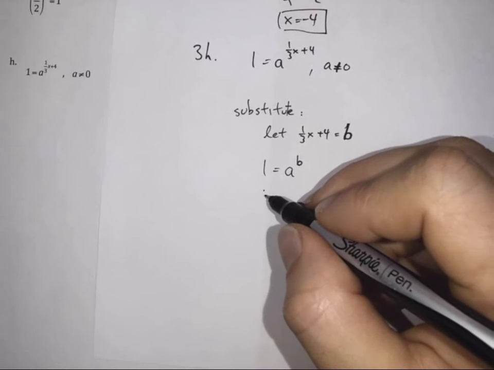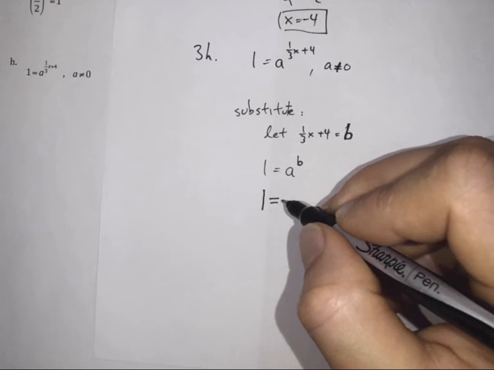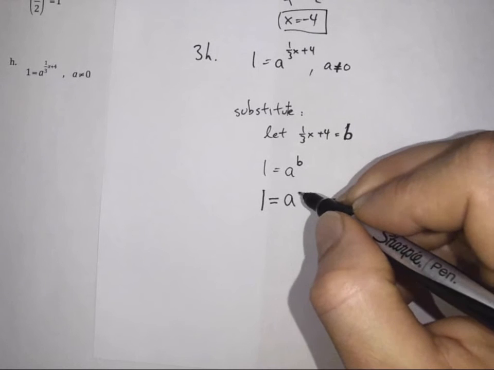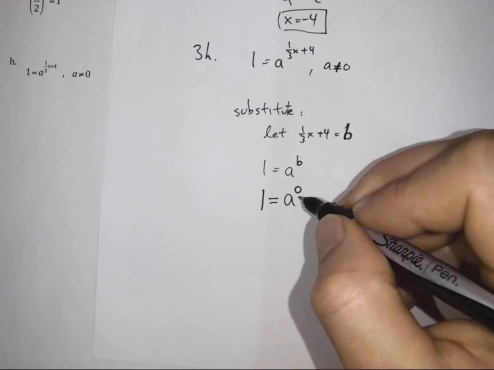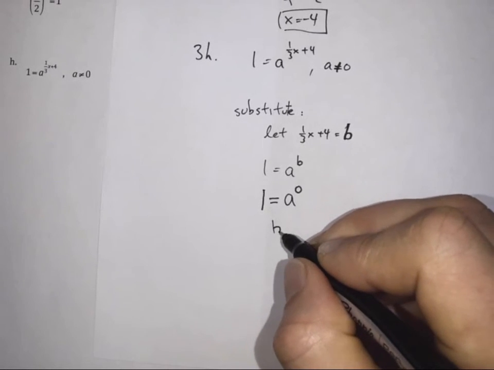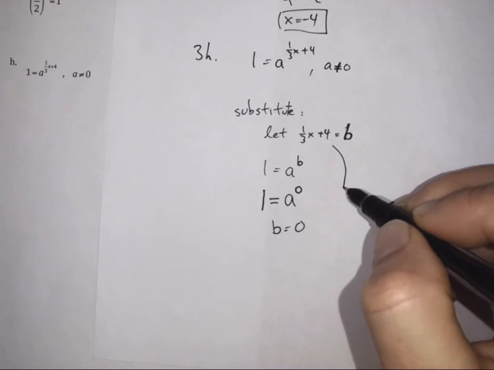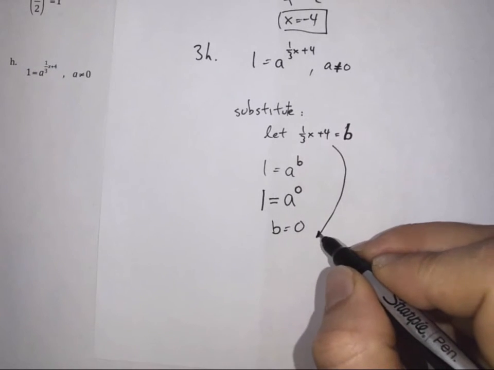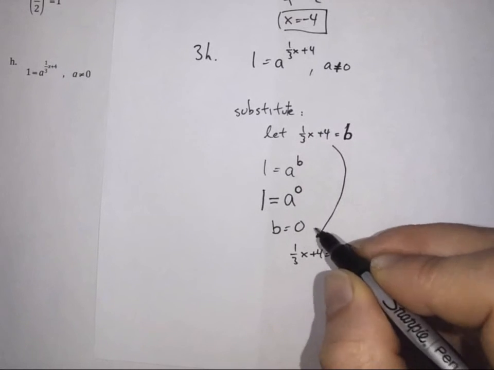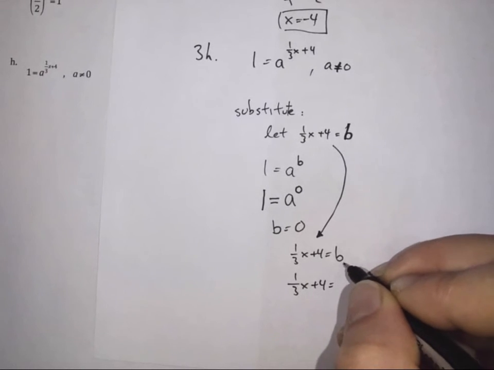Think about that for a second. You can pause the video. Well, 0 is the only number that you can raise something to as a power that gives you 1. So this tells us a raised to the power of 0 is 1, so b has a value of 0. Now, we weren't asked about b, we were asked about x. So now we say, okay, if 1/3 of x plus 4 was equal to b, and b was 0, then 1/3 of x plus 4 must be equal to 0.